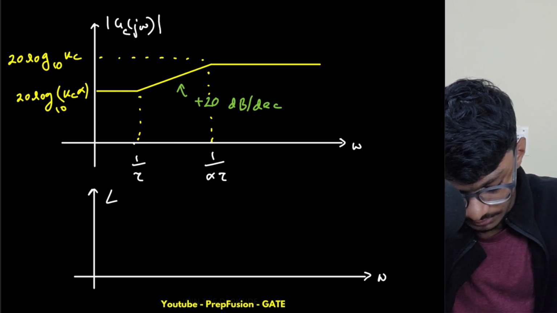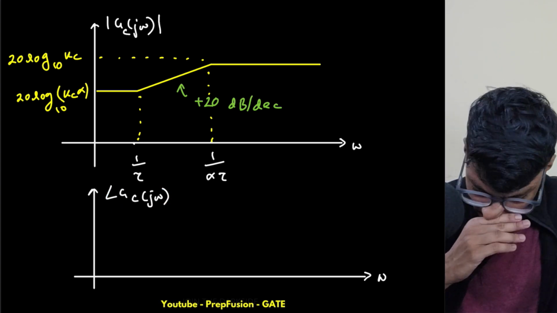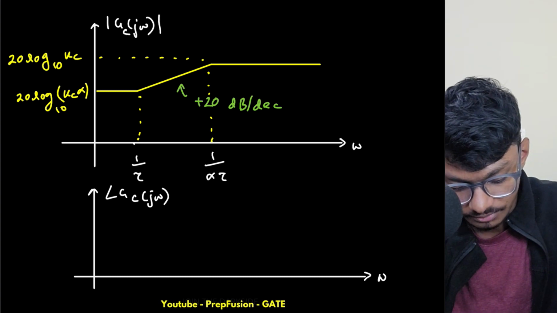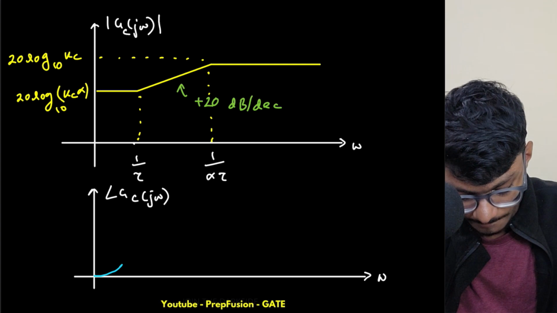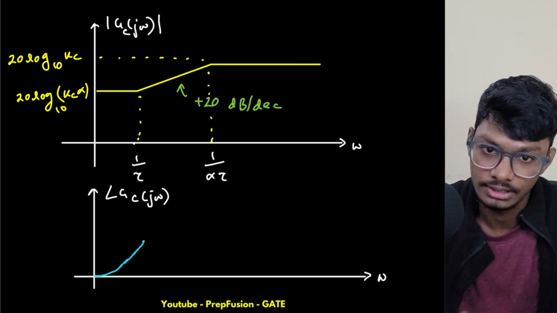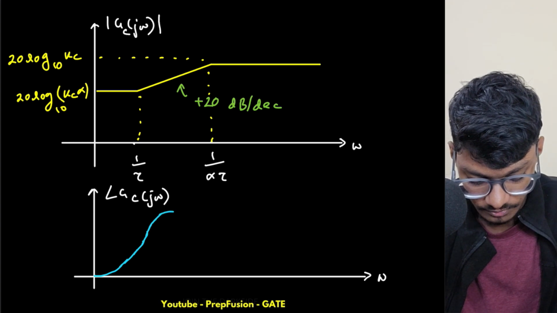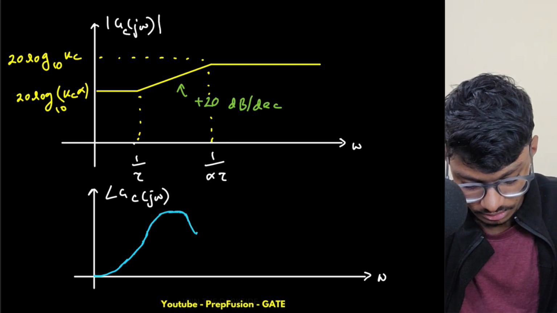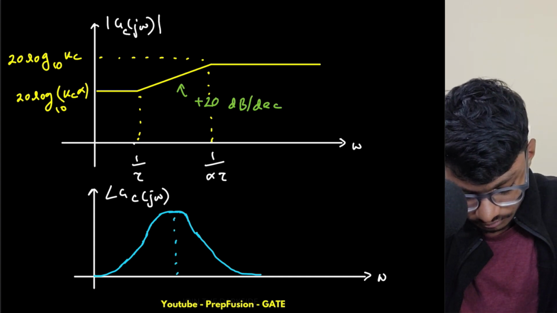So this will be angle GC of j omega. Okay, now how will it look? It will look something like this: initially my phase will increase. Initially I get a 0, my phase will increase, then it will reach a maximum, then it will reduce again. Okay, phi max. So this will be the case.